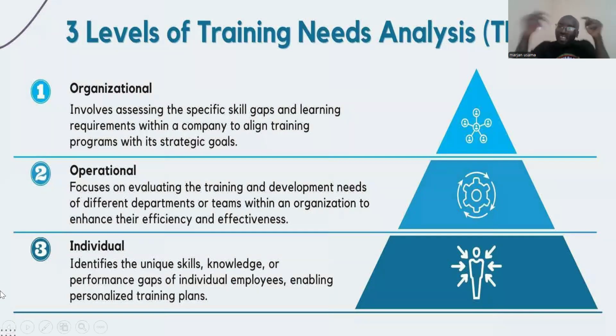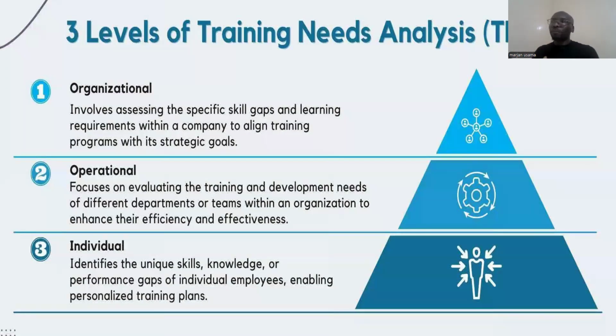Then number three, individual. So it is at an individual level, you as Muhammad. It identifies the unique skills, knowledge, or performance gap of individual employees, enabling personalized training plans. So these are the three levels.